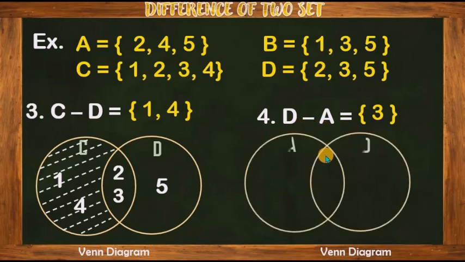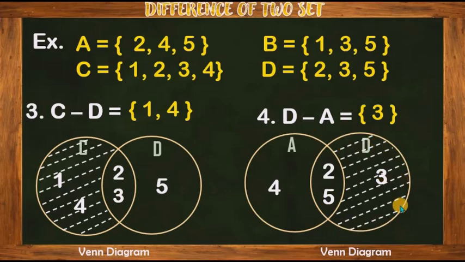Showing it using the Venn diagram. So we have set A and set D. So, ang common nila is 2 and 5. Write it in the intersection. Completing the set A, kulang na lang si 4. For set D naman, kulang na lang si 3. Okay, now, shading the part of D only, D minus A. So, syempre, ito yung part na yun.